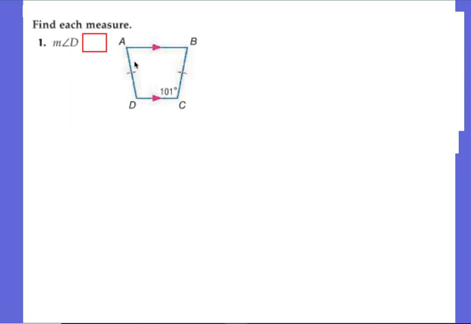All right, so it says find the measure of each angle. I want to know what the measure of angle D is. So what do we know? We know that angle C and angle D are base angles of this trapezoid. How did I know it was a trapezoid? Because it had 1 pair of parallel sides. But specifically, this is an isosceles trapezoid because the legs are congruent, thus making our 2 base angles congruent, and the measure of angle D is also 101 degrees.